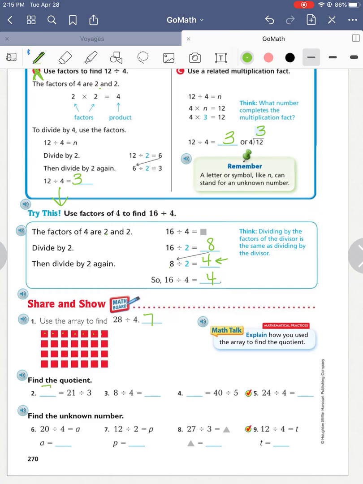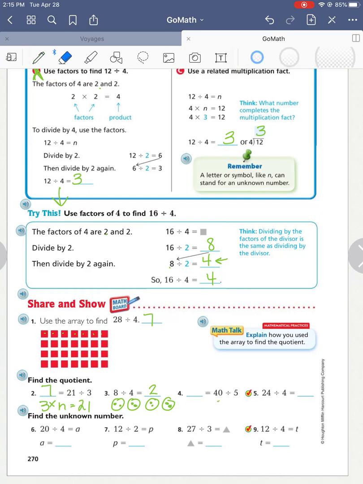21 divided by 3 is also 7. So you could do 3 times n equals 21 to help you, and think of what the missing number in the multiplication sentence is. 8 divided by 4: I could draw 4 boxes and put a dot in each until I get to 8. 5, 6, 7, 8. 8 divided by 4 is 2. And if it doesn't say show your work, you don't have to do these things underneath unless you need to help yourself.